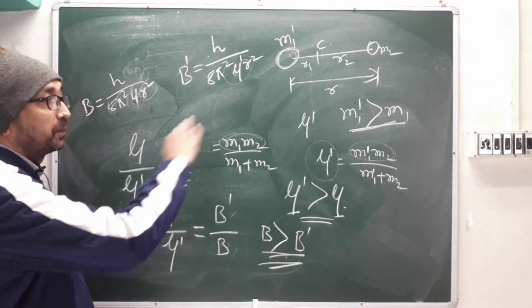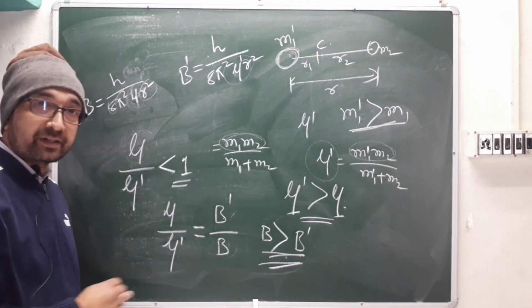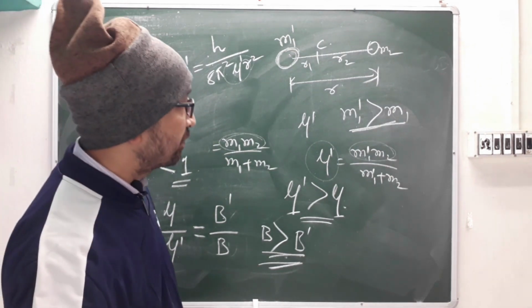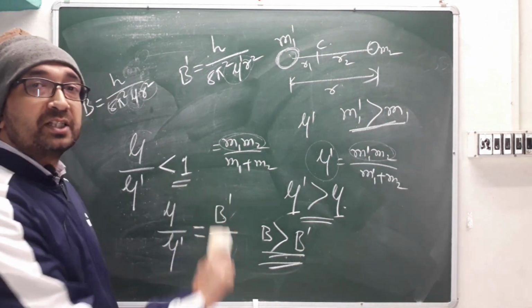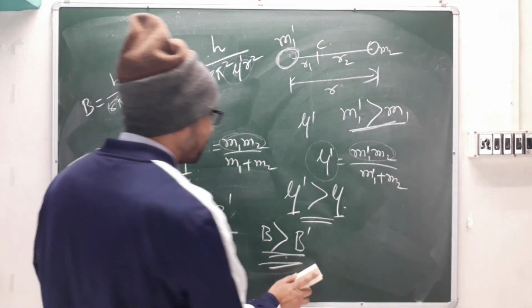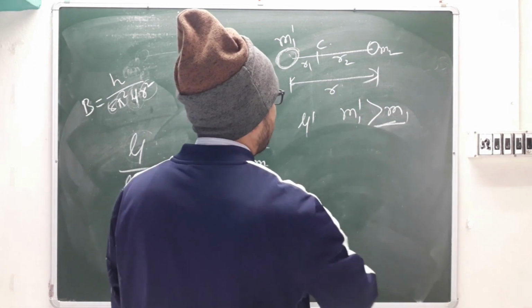So now we will draw the comparison of the energy level and the spectrum. First we will draw the energy levels, the J values, and then we will draw the spectrum, and we'll see both the differences. In one PYQ they have asked this question.